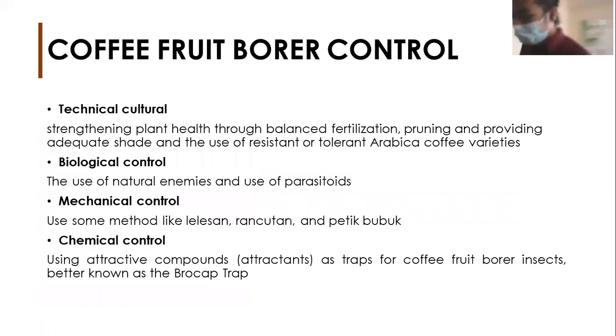And then coffee fruit borer control. First, technical cultural control: strengthening plant health through balanced fertilization, pruning, and providing adequate shade, and the use of resistant or tolerant Arabica coffee varieties. Second is biological control, the use of natural enemies and parasitoids. And then mechanical control, using methods like lelesan, ranjutan, and petik bubuk. And then chemical control, using attractant compounds as traps for coffee fruit borer insects, better known as the Brocap trap.